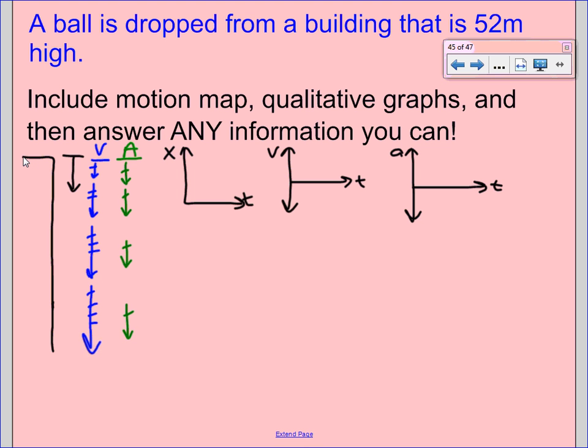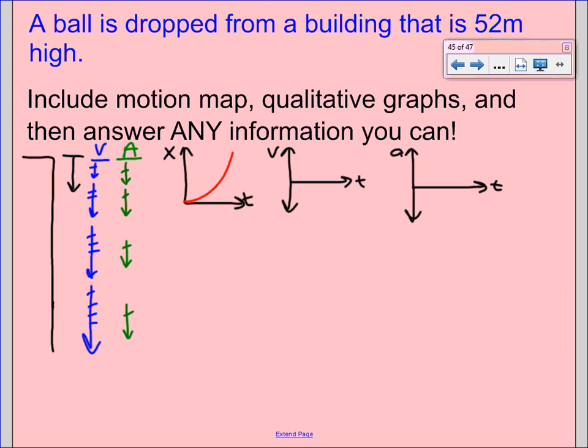Ask yourself, is the object moving towards the origin or away from the origin? The way we set it up, the object's moving away from the origin, since we made the top of the building the origin. And so since it's moving away from the origin and speeding up, the position graph is still going to look like this.